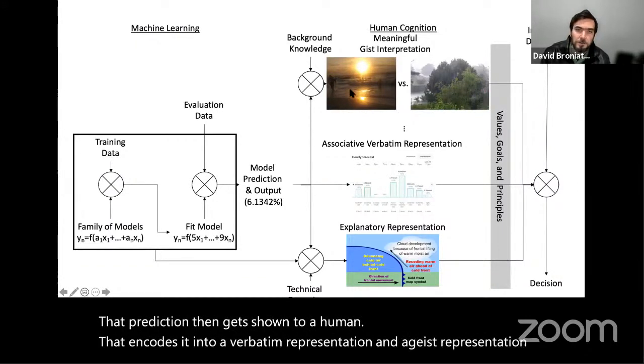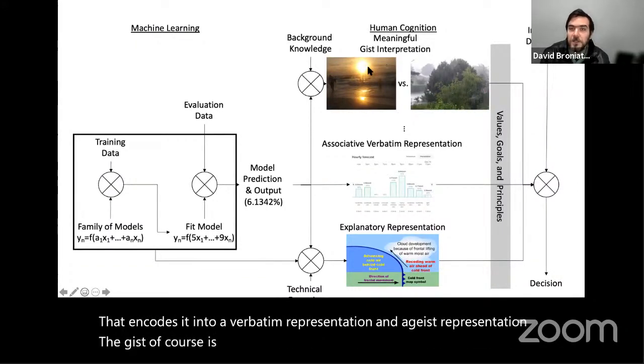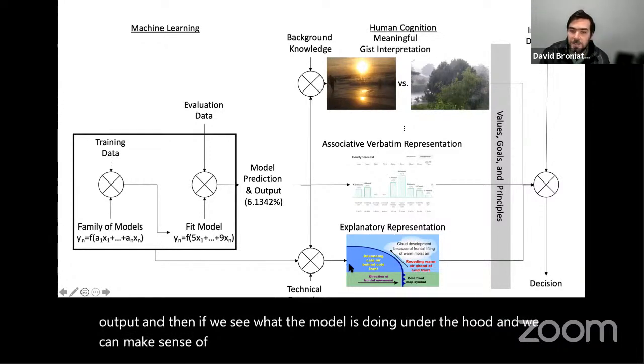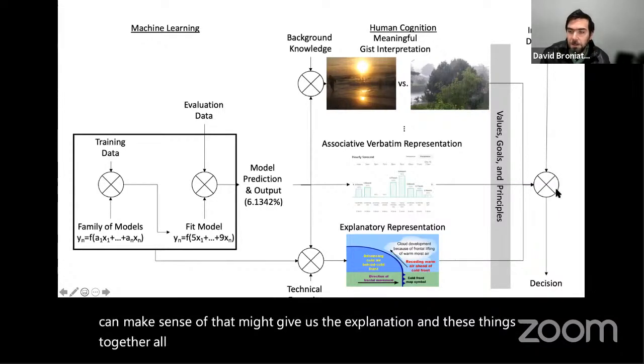The gist, of course, is ultimately the interpretation. The verbatim is the model output. And then if we see what the model is doing under the hood and we can make sense of that, that might give us the explanation. And these things together all sort of feature in to make a decision.